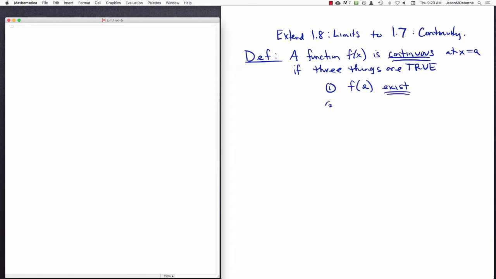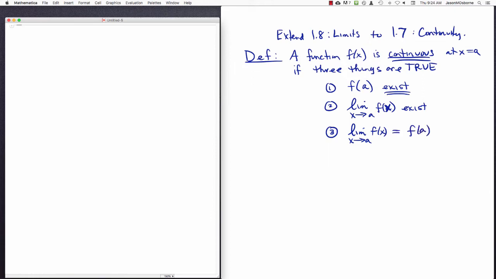Second, when you compute the limit of this function, the limit has to exist. So the limit cannot not exist. So there has to be a limit in the function. Third, the third thing that has to happen is that the limit value that you found from step 2, that the limit as x goes to a of f of x has to equal the function value.